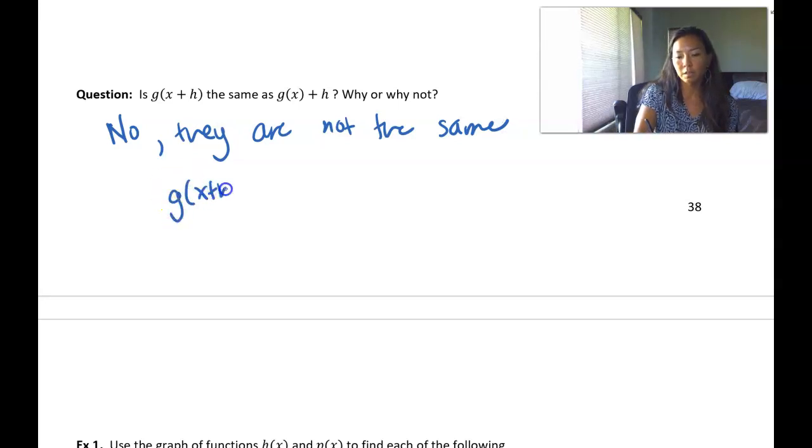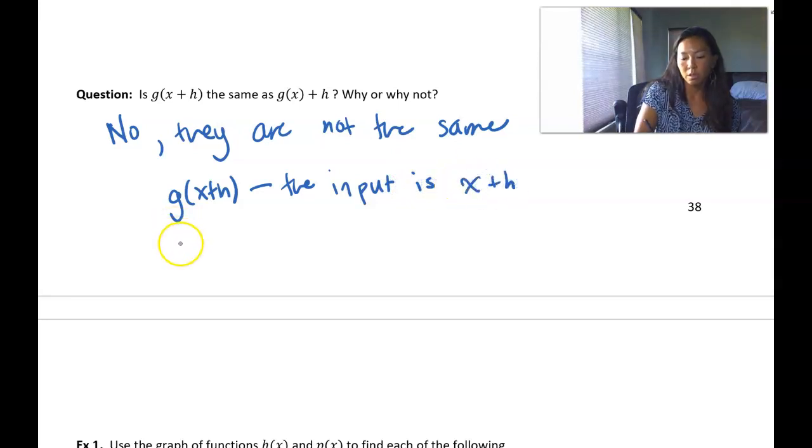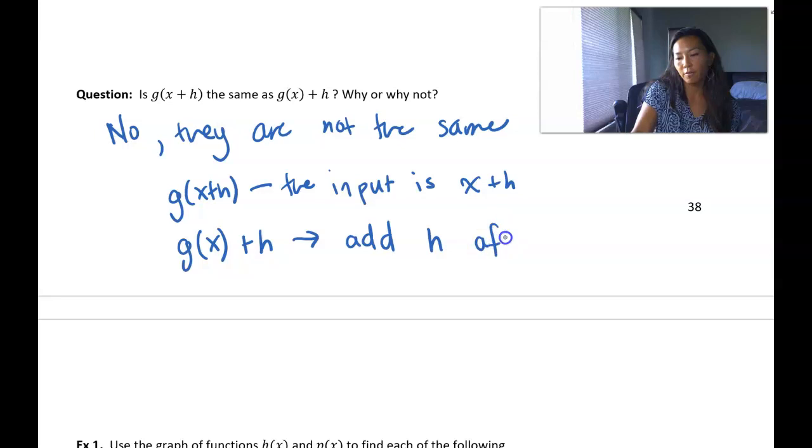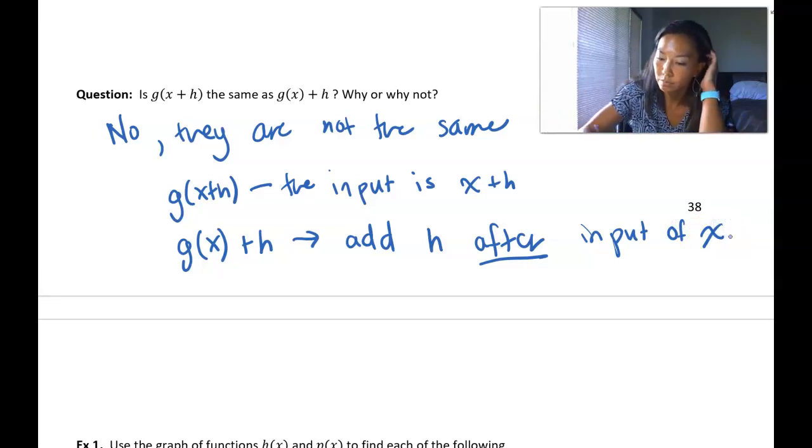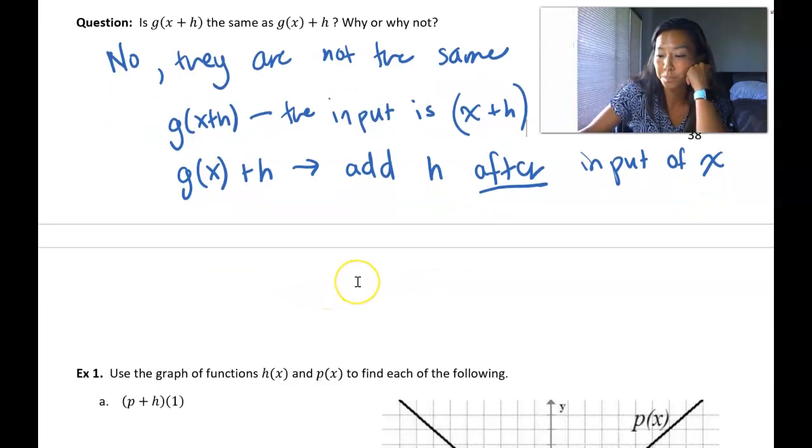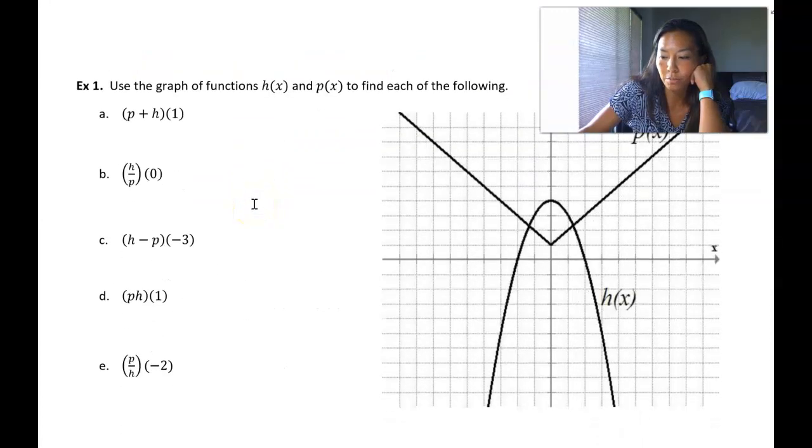G of x plus h: the input is x plus h. G of x, plus h: add h after the output of the input x. Okay? So just be careful what that really means. It's not something that you distribute or have after. Functions are inputs and outputs.